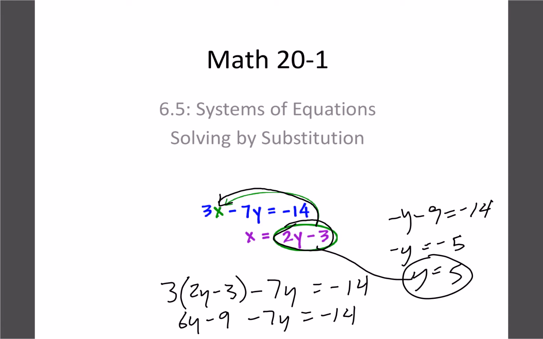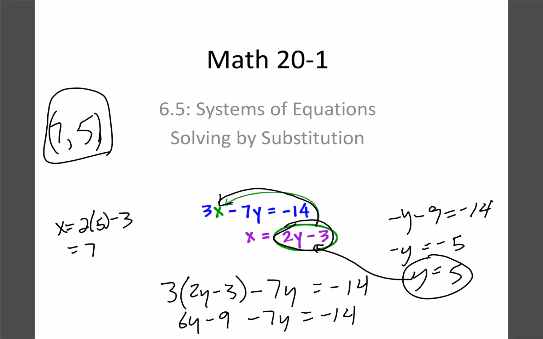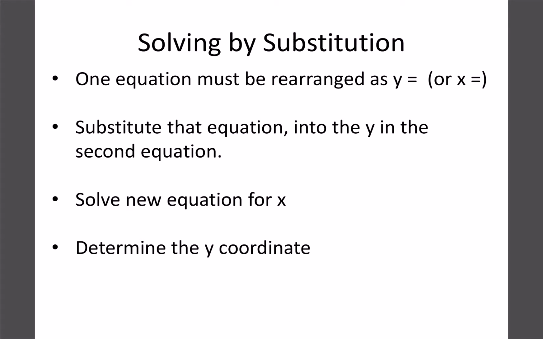And then what we'd have to do is substitute that back in to solve for x. So we'd have 2 times 5 minus 3, which would be 7. So in this case our solution would be x is 7, y is 5, and we're done. So it's just an alternate way of graphing, and in some cases it works a little bit better than graphing, other cases not so much.